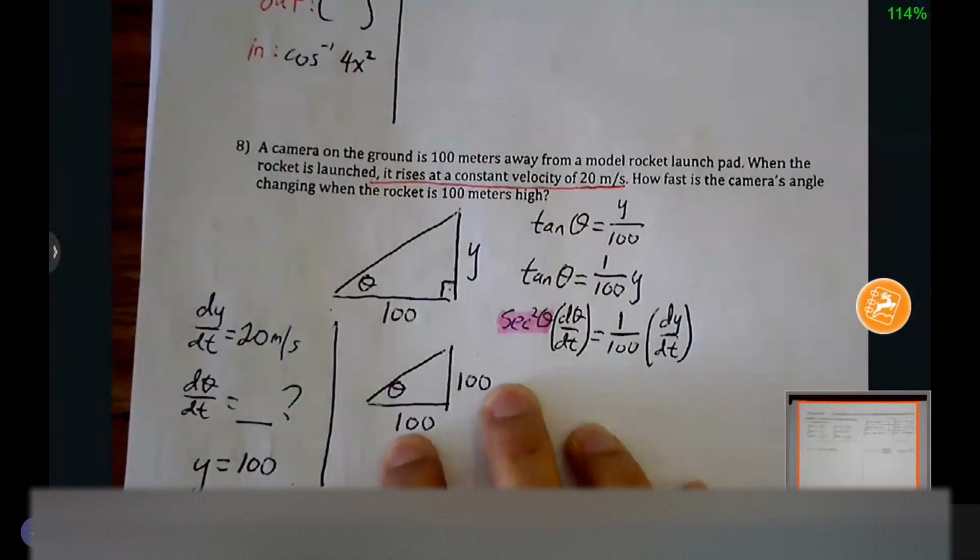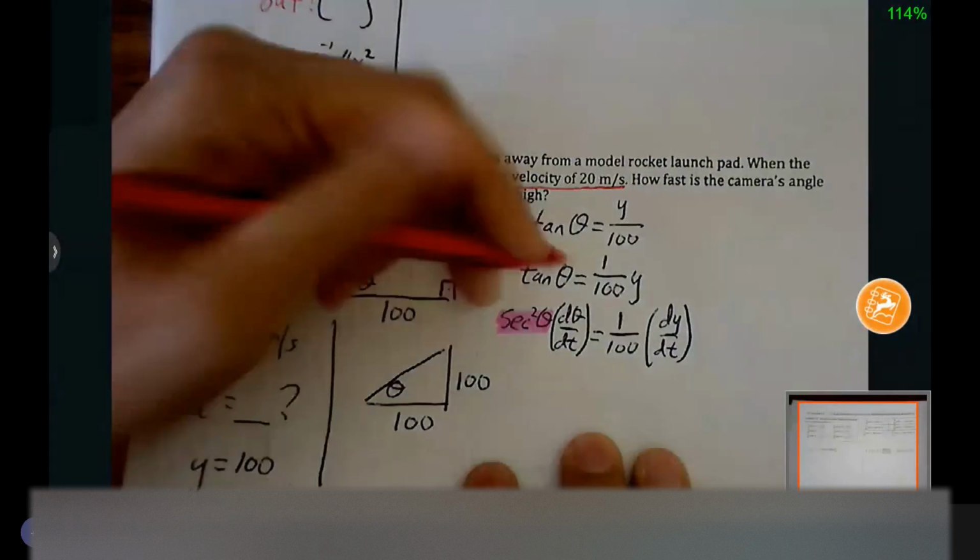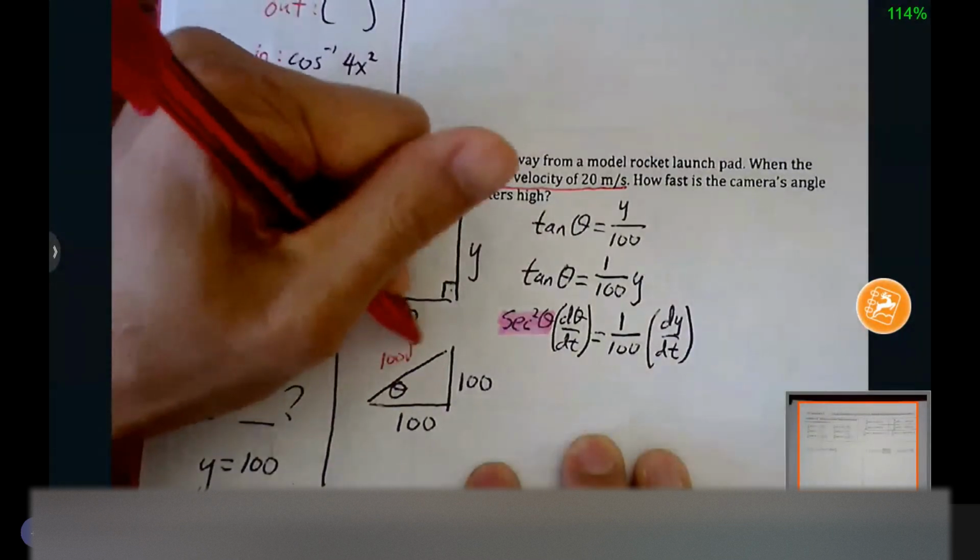Pythagorean theorem gets you to the hypotenuse. A squared plus b squared equals c squared. Or if you recognize this as a 45, 45, 90 triangle, we know it's 100 root 2.